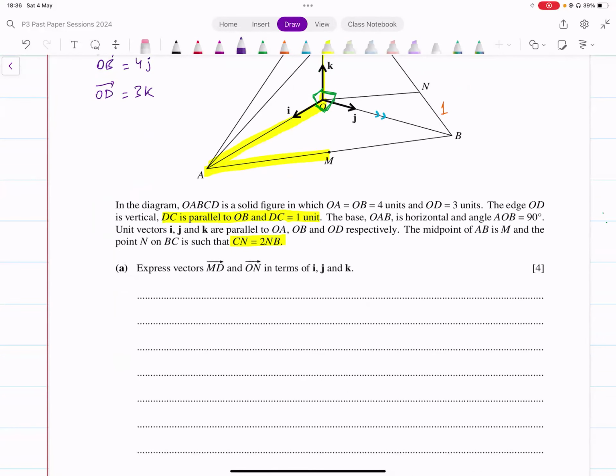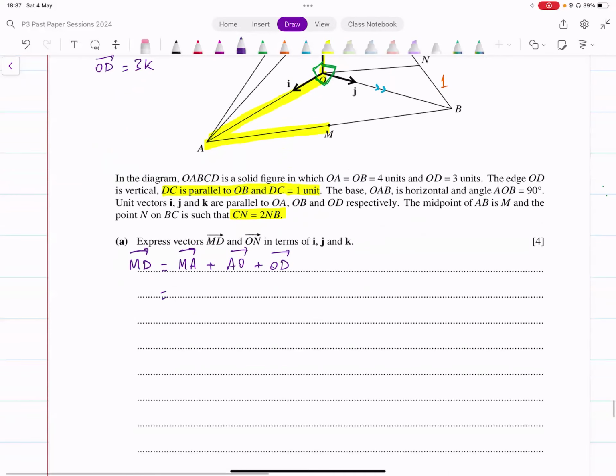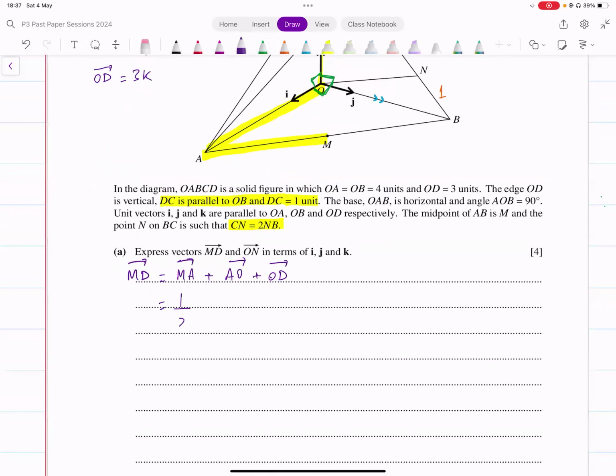Okay. In order to go from M to D, you can say, let's go from M to A and then go from A to O and then go from O to D. Now, AO is known. That will be minus 4i. OD is known. The only problem is MA. Now, M is the midpoint of AB. So we can say MA is half of BA. If we consider this whole vector BA, MA is going to be half of that. So it's half of BA plus AO plus OD.